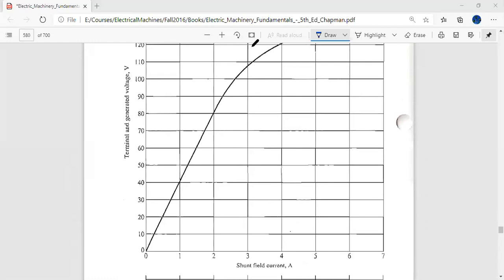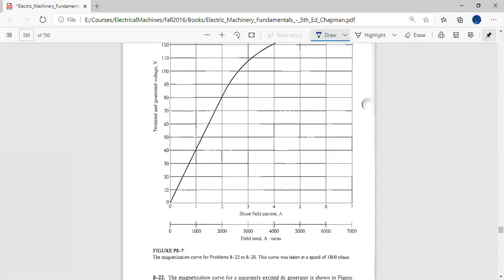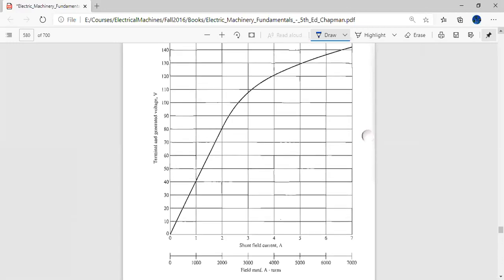let me reduce its size. Okay, so always, as in the case of the synchronous machines also, on the y-axis we have the armature induced EMF EA, and on the x-axis we always have the field. Sometimes the field is given in the form of IF, and sometimes it is given in the form of MMF. In this case, it is given in the form of IF and also in the form of MMF. And MMF is nothing but N times IF.